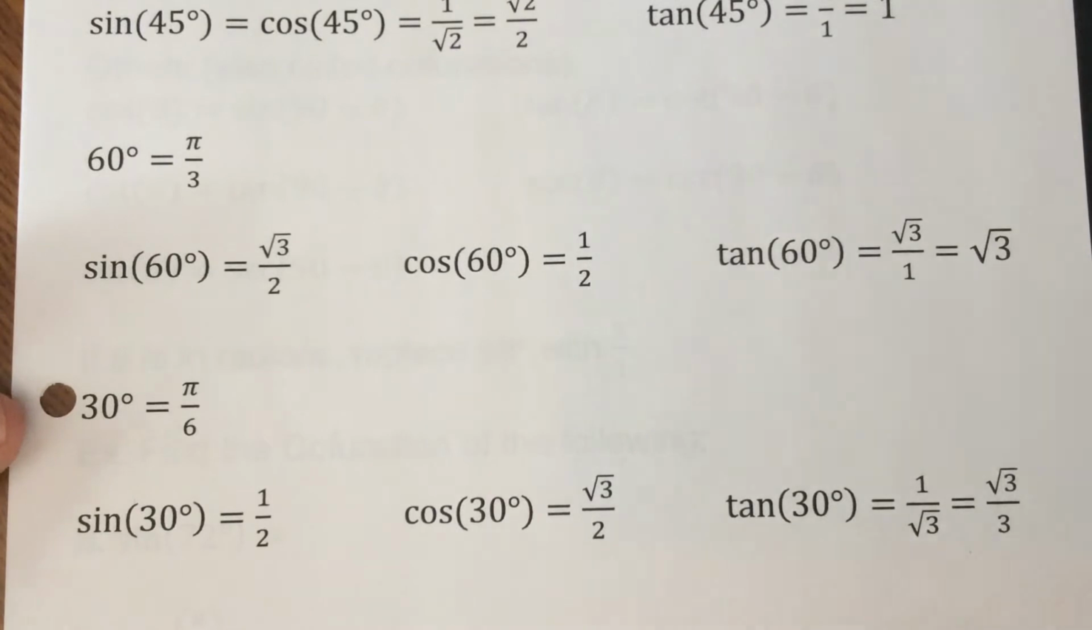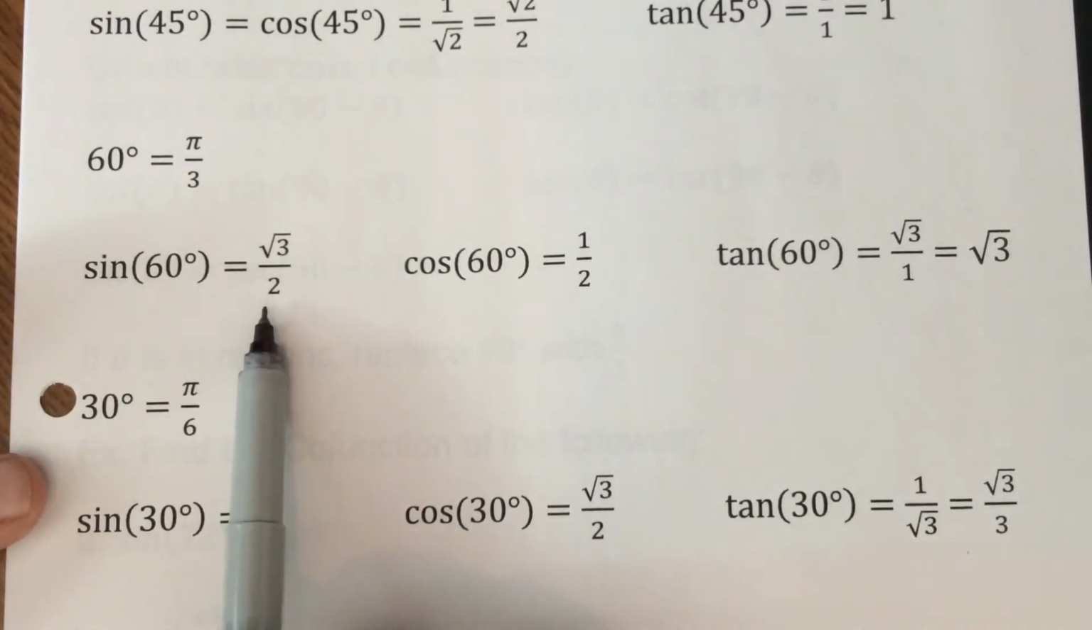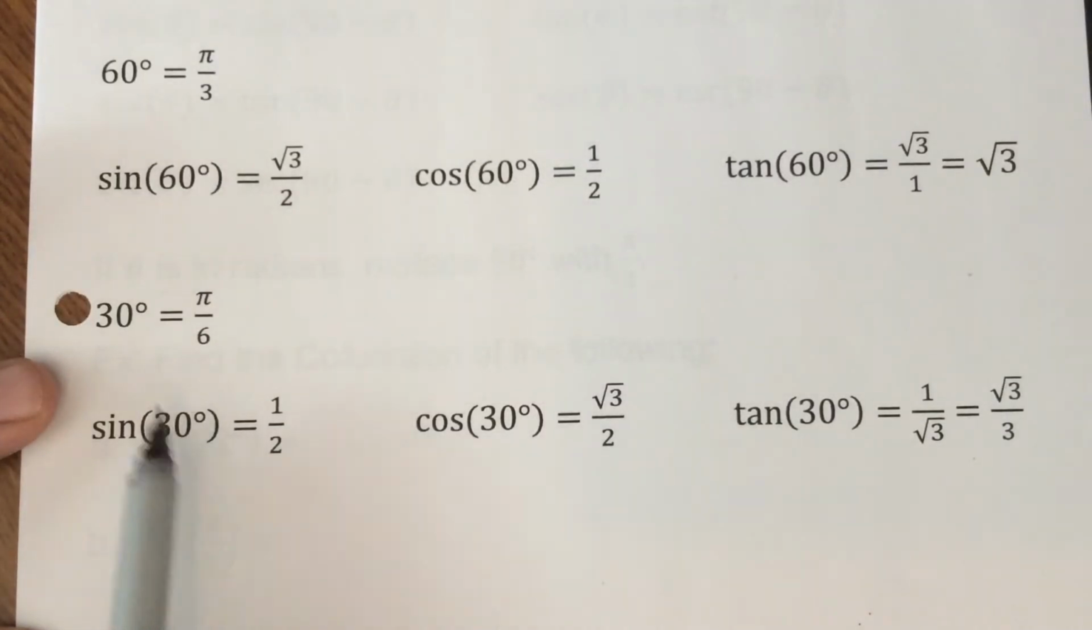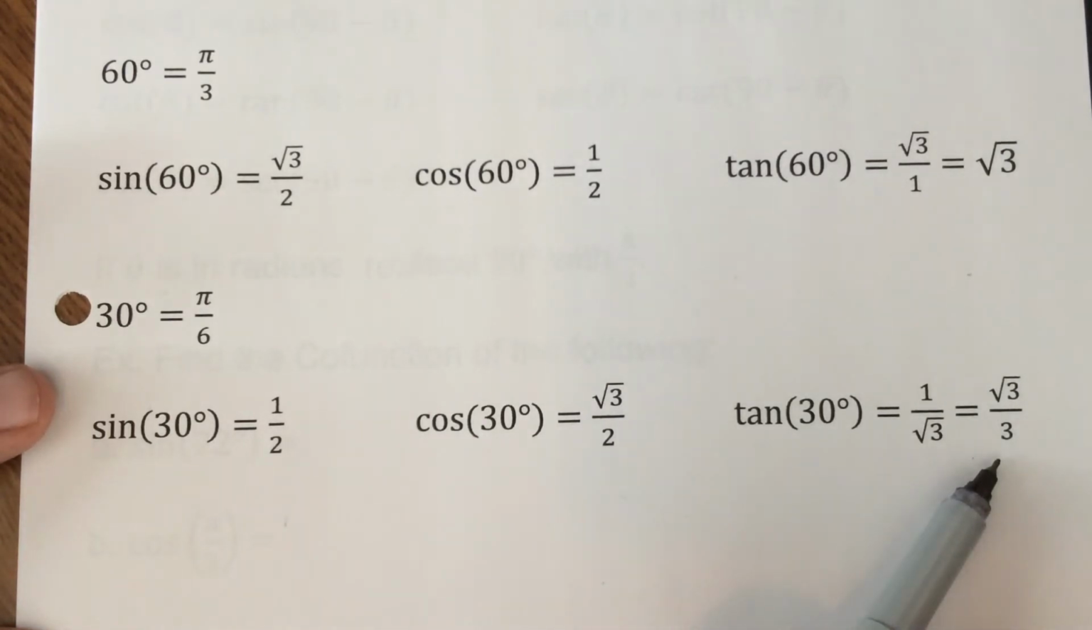60 and 30, so 60 degrees, which is pi over 3 in radians. Sine is square root of 3 over 2. Cosine is 1/2. Square root of 3 for the tangent. 30, which is pi over 6, is 1/2, square root of 3 over 2, and square root of 3 over 3.